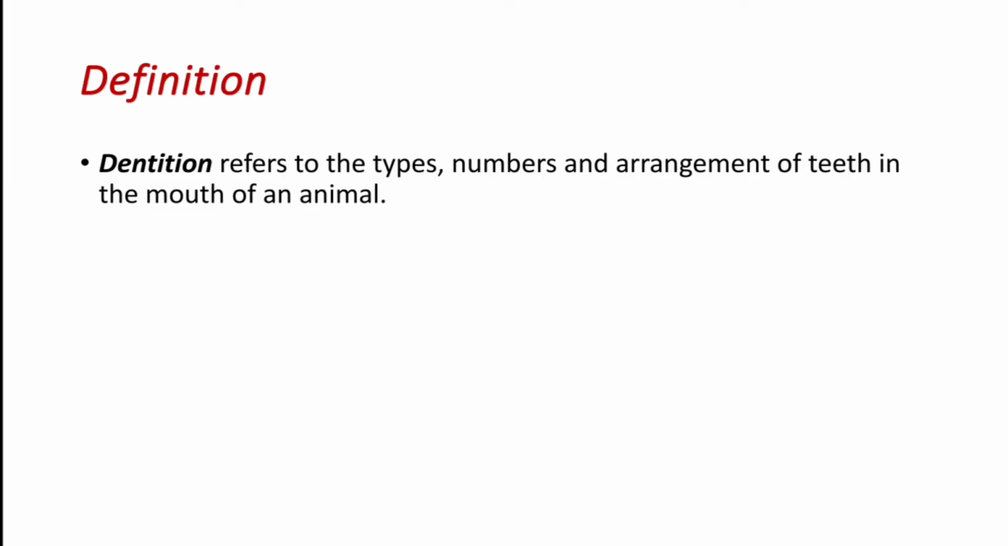So you have got teeth in your mouth, and there are different types, and there's a certain number of teeth in your mouth. Okay, and those teeth are arranged in a certain way. I hope you are following, my students, because the definition looks crazy somehow, but it's easy to understand. So when we are talking about dentition, just know that we are referring to the types, numbers, and arrangement of teeth in the mouth of an animal. We are talking about teeth.